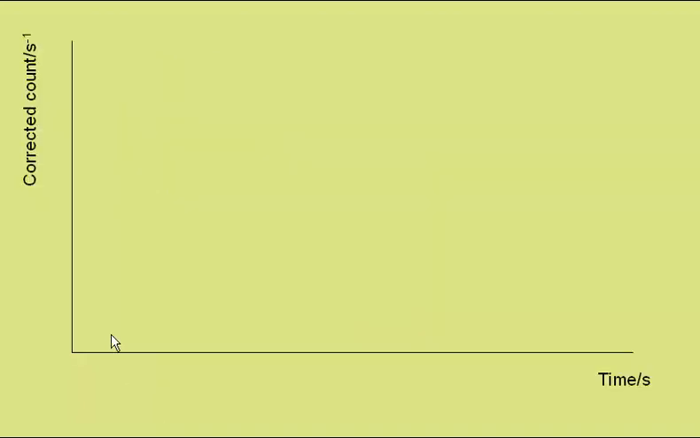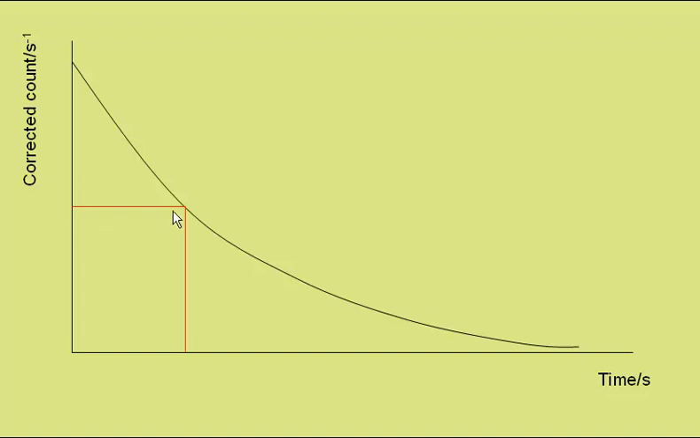We can then plot a graph of the corrected count against time, and we would get a line something like this. Noting the initial value and halving it, drawing a line across to the graph like this will give us one value for the half-life. We could then pick a different figure, for instance here, and find half of that, and this distance then will give another value for the half-life.